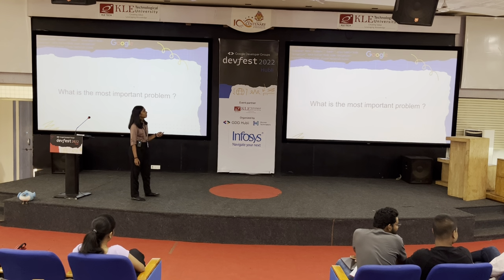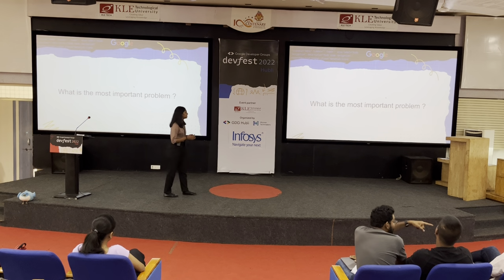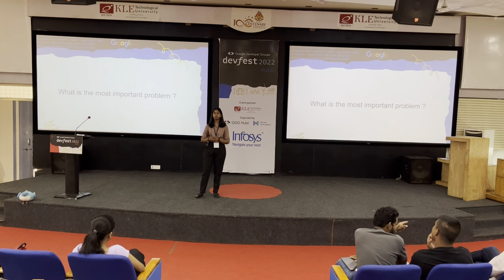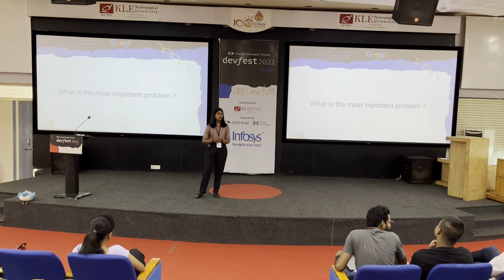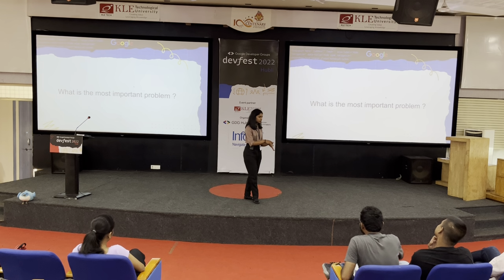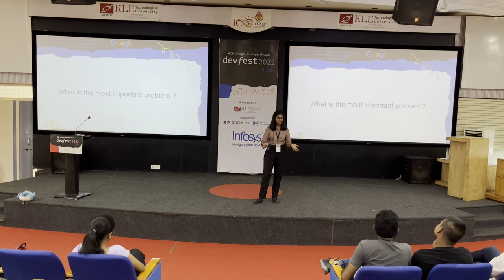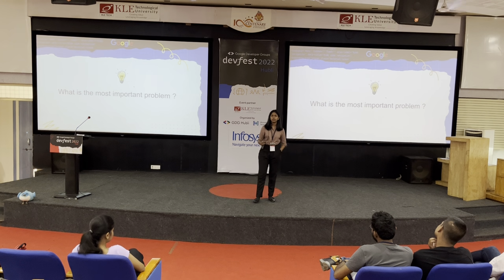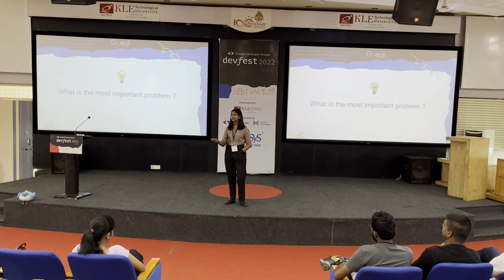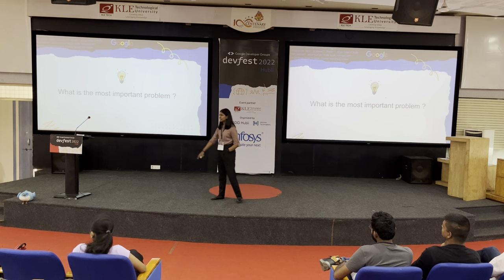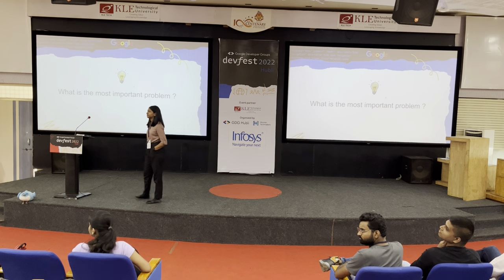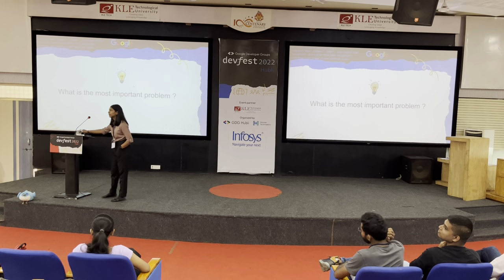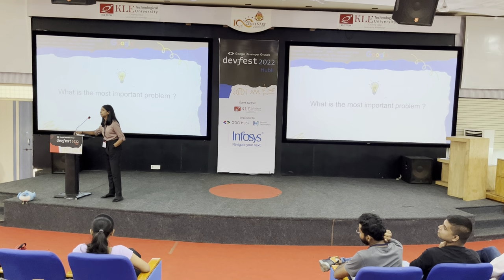Now we come to the question, when we're talking about AI safety, what is the most important problem? When you're talking about artificial intelligence, in our time right now, we're seeing only benefits of AI. We're not seeing anything actually bad happening, right? So the question is, according to you, what do you think is the most important problem when it comes to artificial intelligence? Okay, a few more hands now. You were first. It should be accurate. Can you describe that a little more?